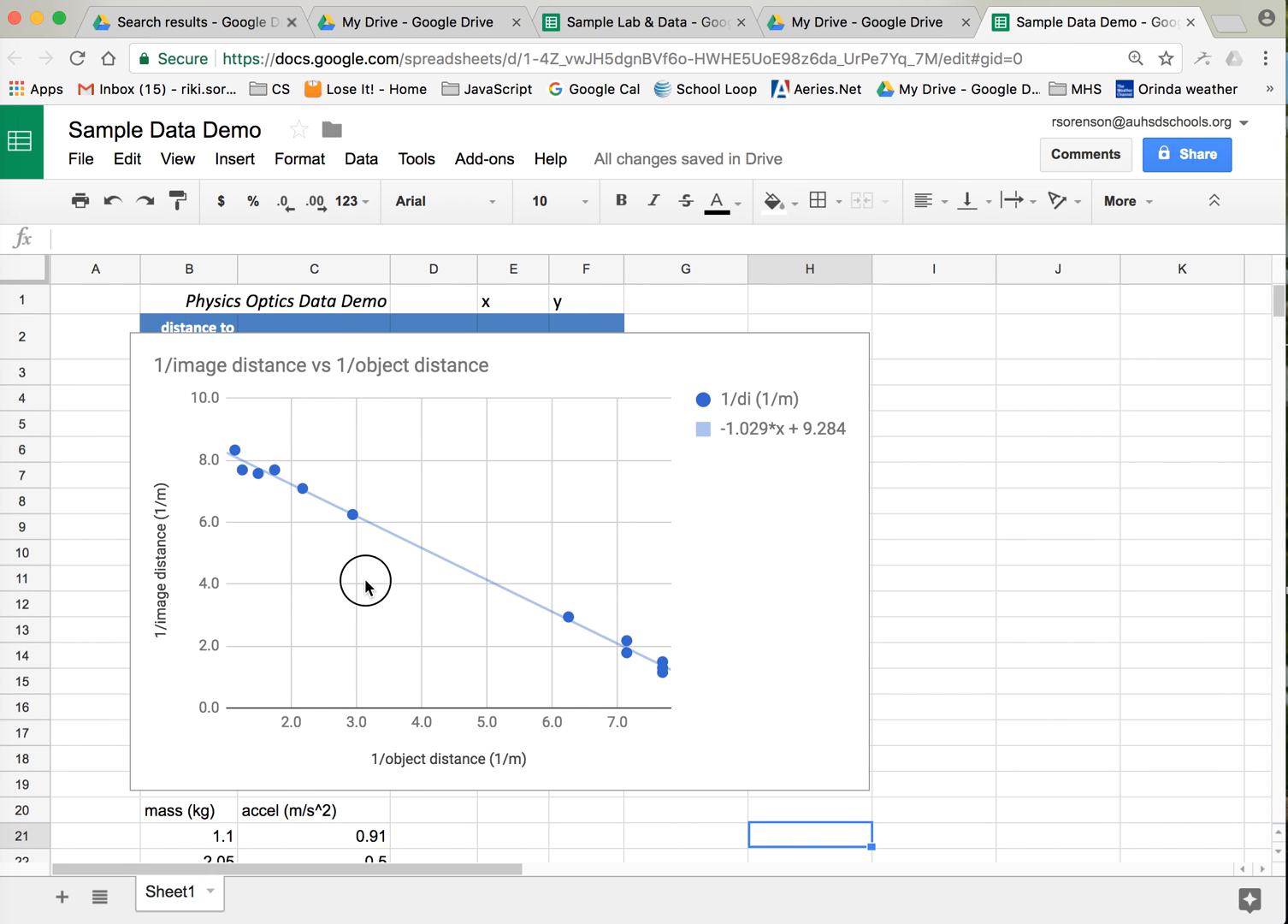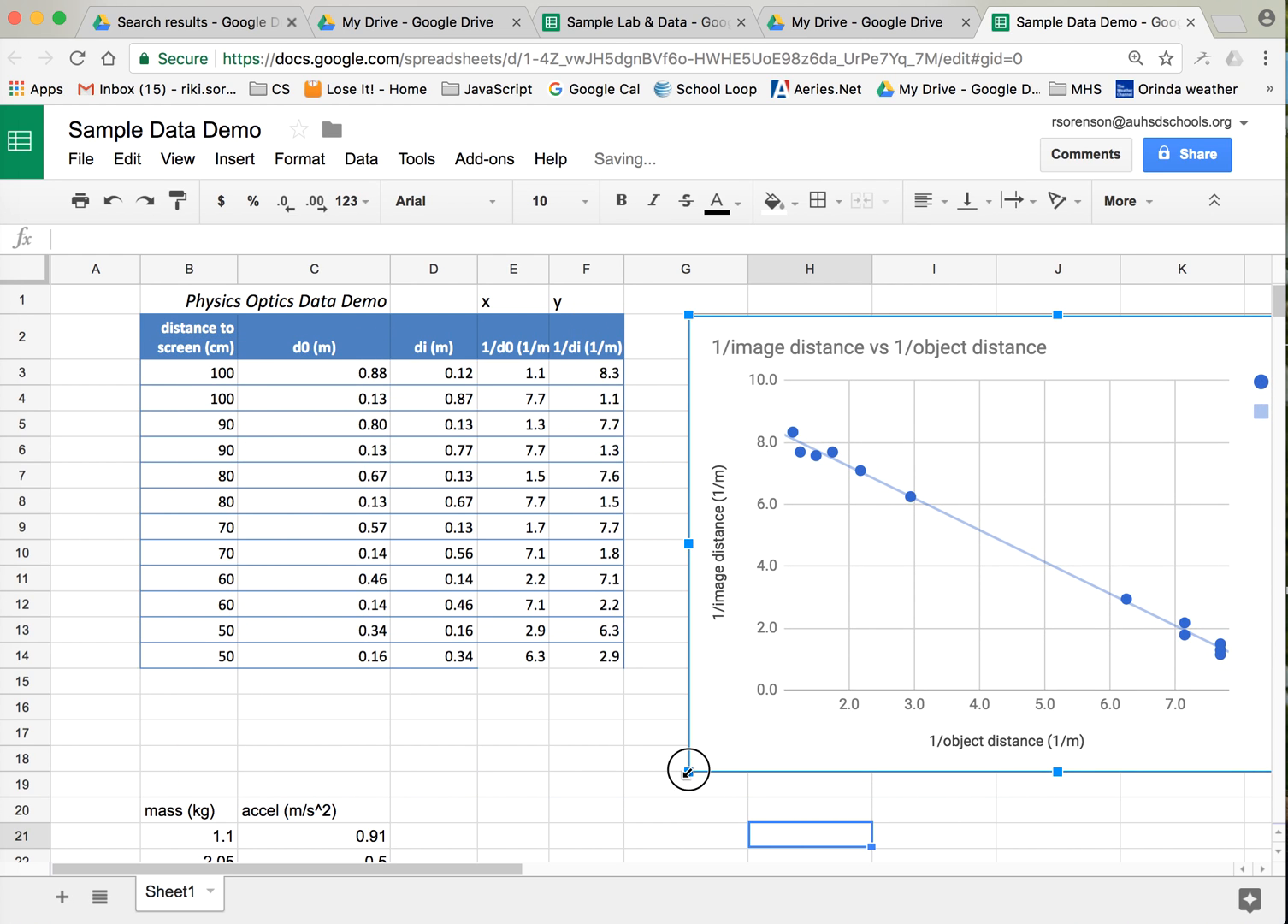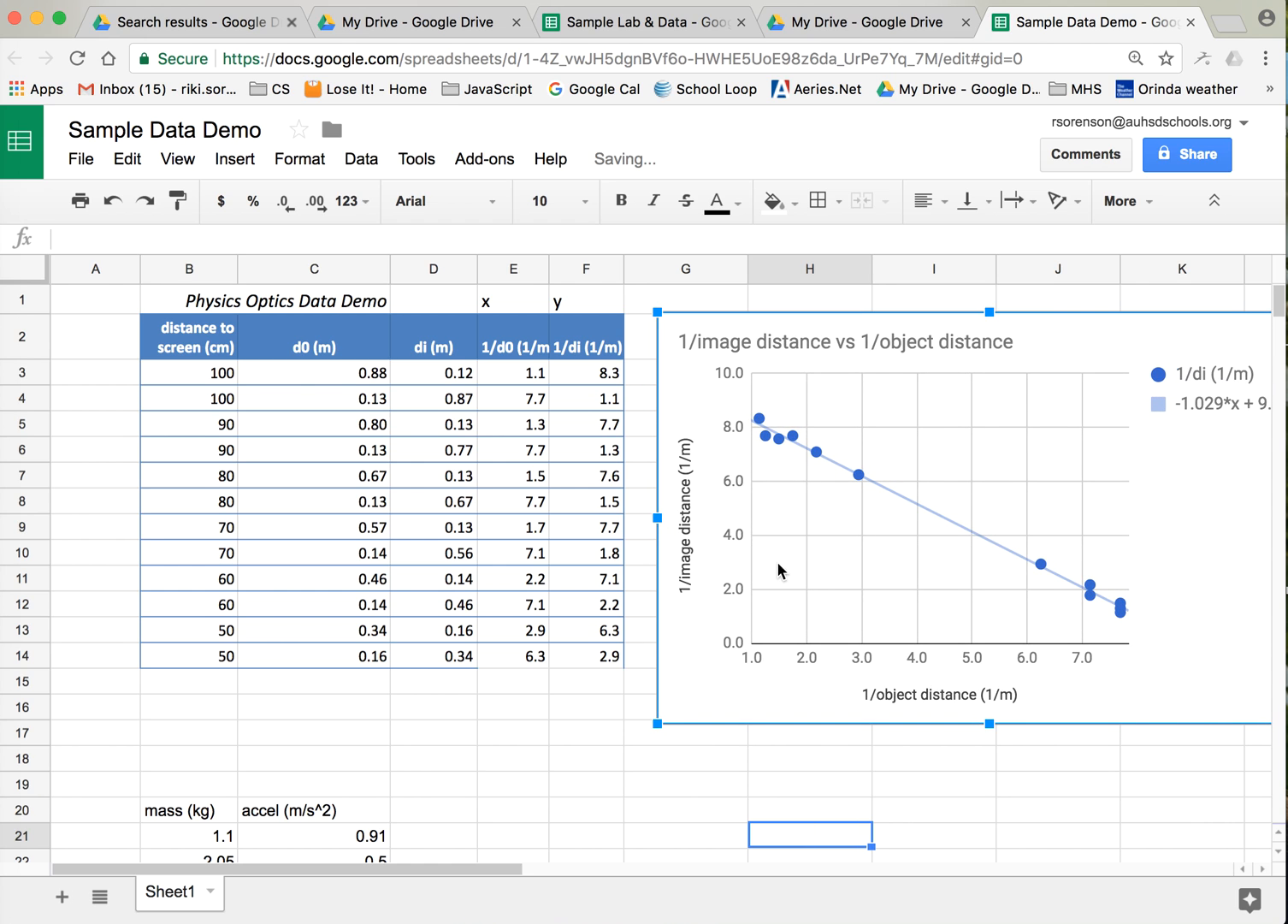I would probably typically take this and move it over. Move it over. There we go. So that looks good. I might even shrink it down a little. Okay, let's take the next set of data.